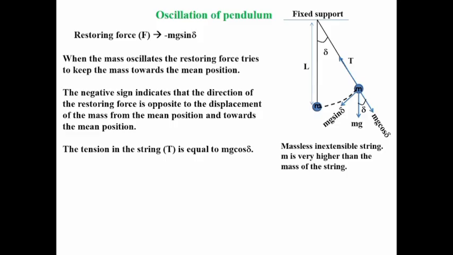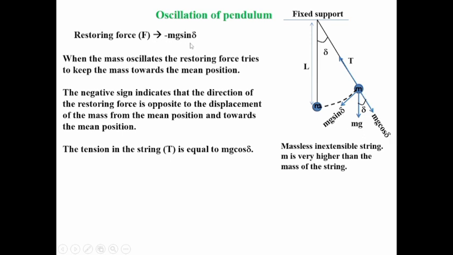Now this is the picture of a simple pendulum. The mass of this bob is m. If I displace it from its mean position, its stable position, by an angle delta, then due to the weight of this mass, two components will be acting on it. One is mg sin delta, another is mg cos delta.